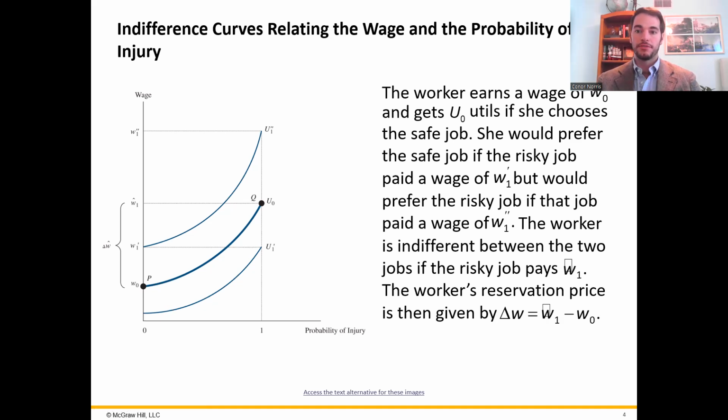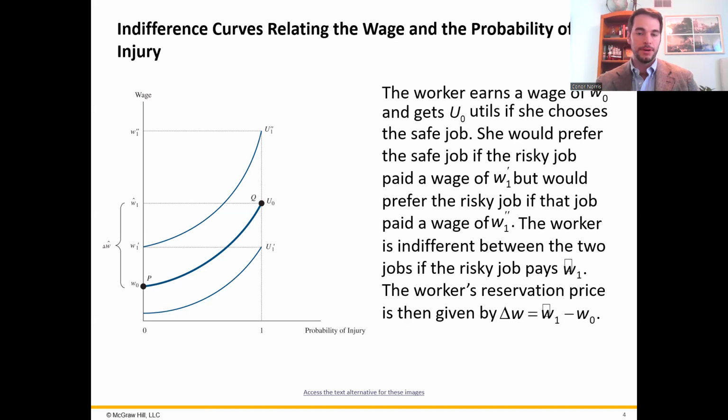Now we define the worker's reservation price as the amount of money that it would take to get them to switch to the risky job. So here for this initial worker on their original indifference curve, the reservation price is the difference between the wage W hat 1 here, what it would take for them to work the risky job, and what it takes for them to work the safe job, W0. So what that means is if the wages rose from W0 to W hat 1, that specific worker would not care about the extra risk. They'd be completely indifferent between the two.